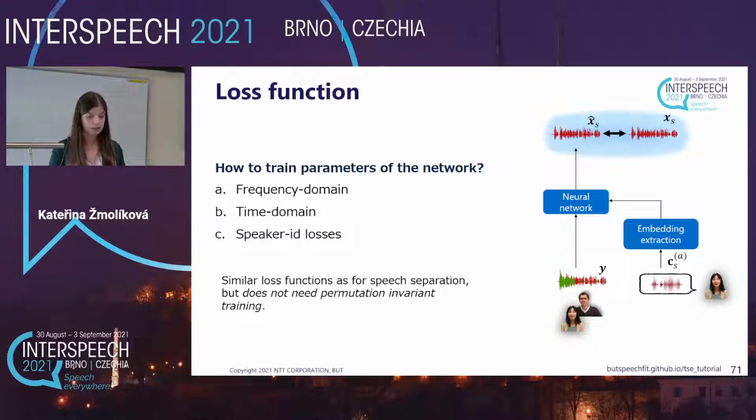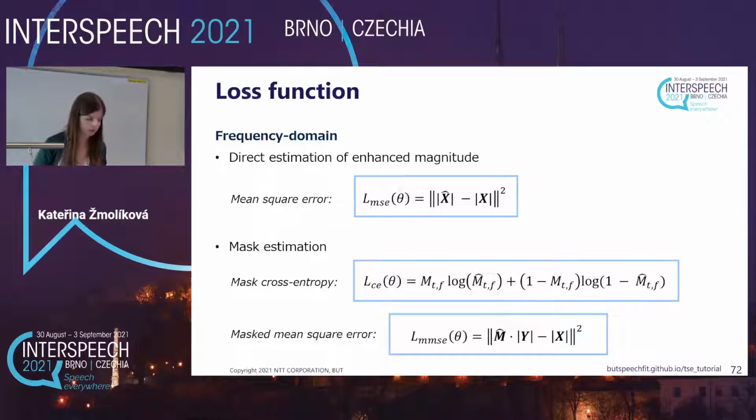In addition, for this task, one additional loss that we can use is the speaker ID loss, which is applied on the speaker embeddings and deals with the speaker information in the speaker embeddings. But first, I will still talk about the loss functions that measure the discrepancy or the quality of the output signal. And first, I will start with the frequency domain approaches.